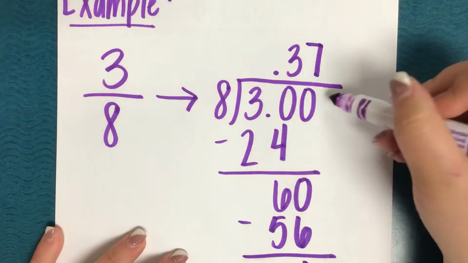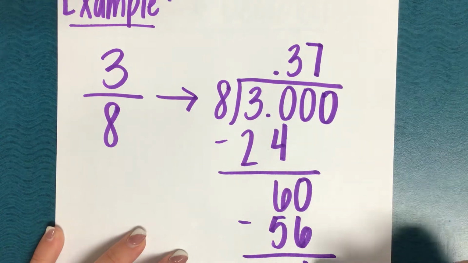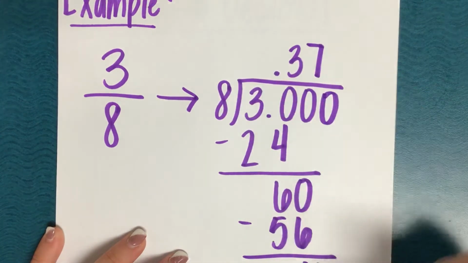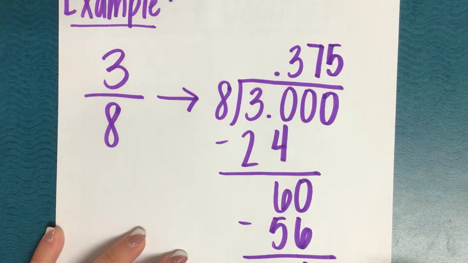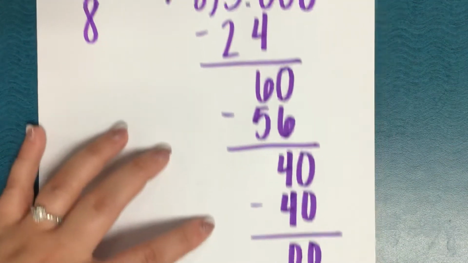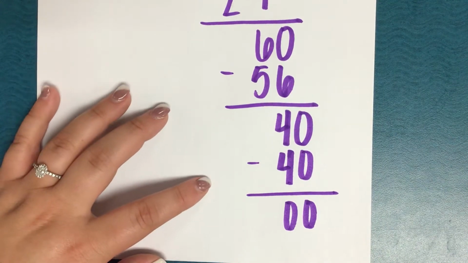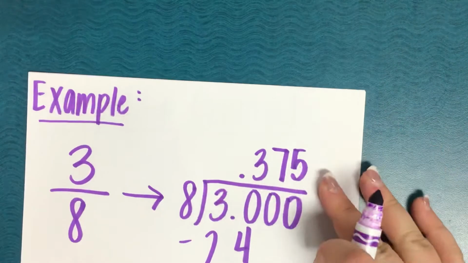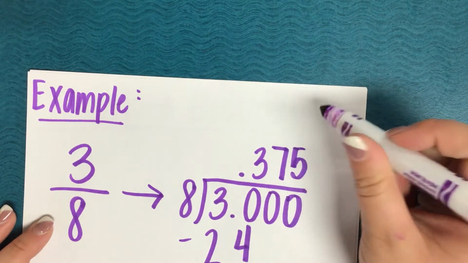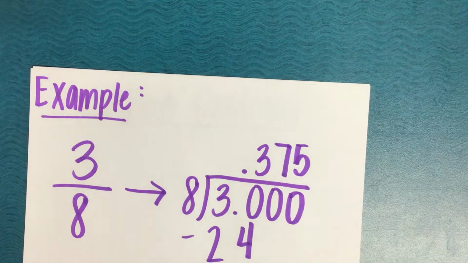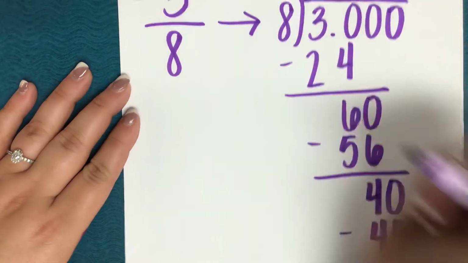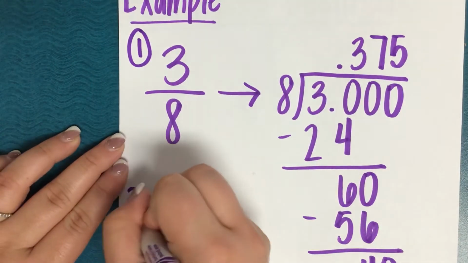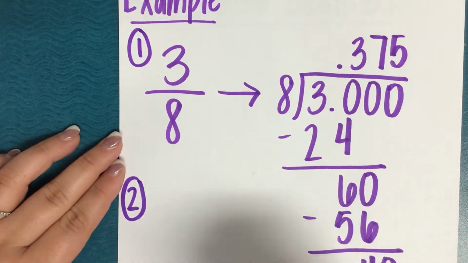And I'm going to add a 0 because I still am not done. 8 can go into 40 5 times. 5 times 8 is 40. Now I've got zeros. Okay, so that is how you would divide. Okay, so I found my decimal. It's 0.375. Okay, now I have to do step number 2. So this was step number 1, and now I'm going to do step 2, which is multiply times 100.